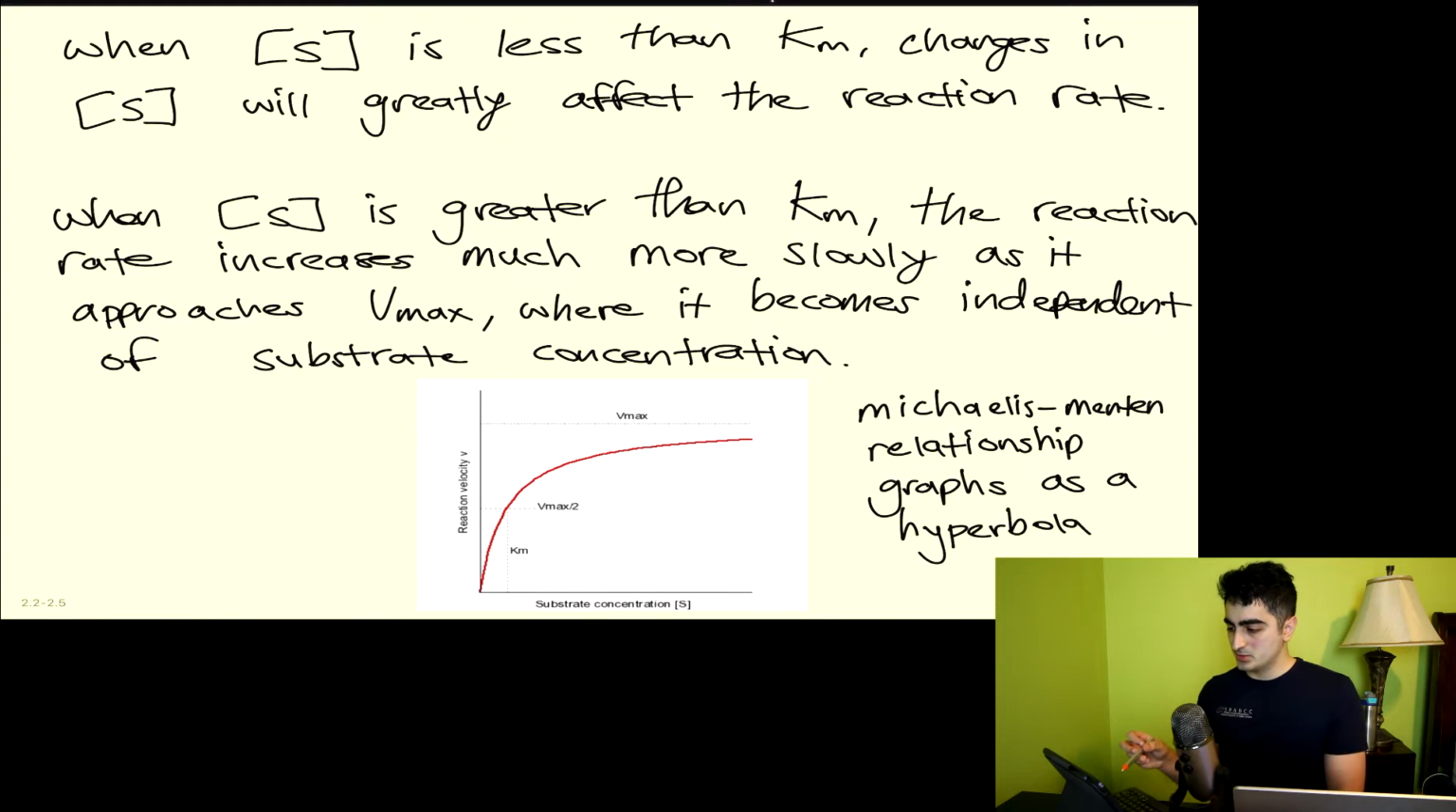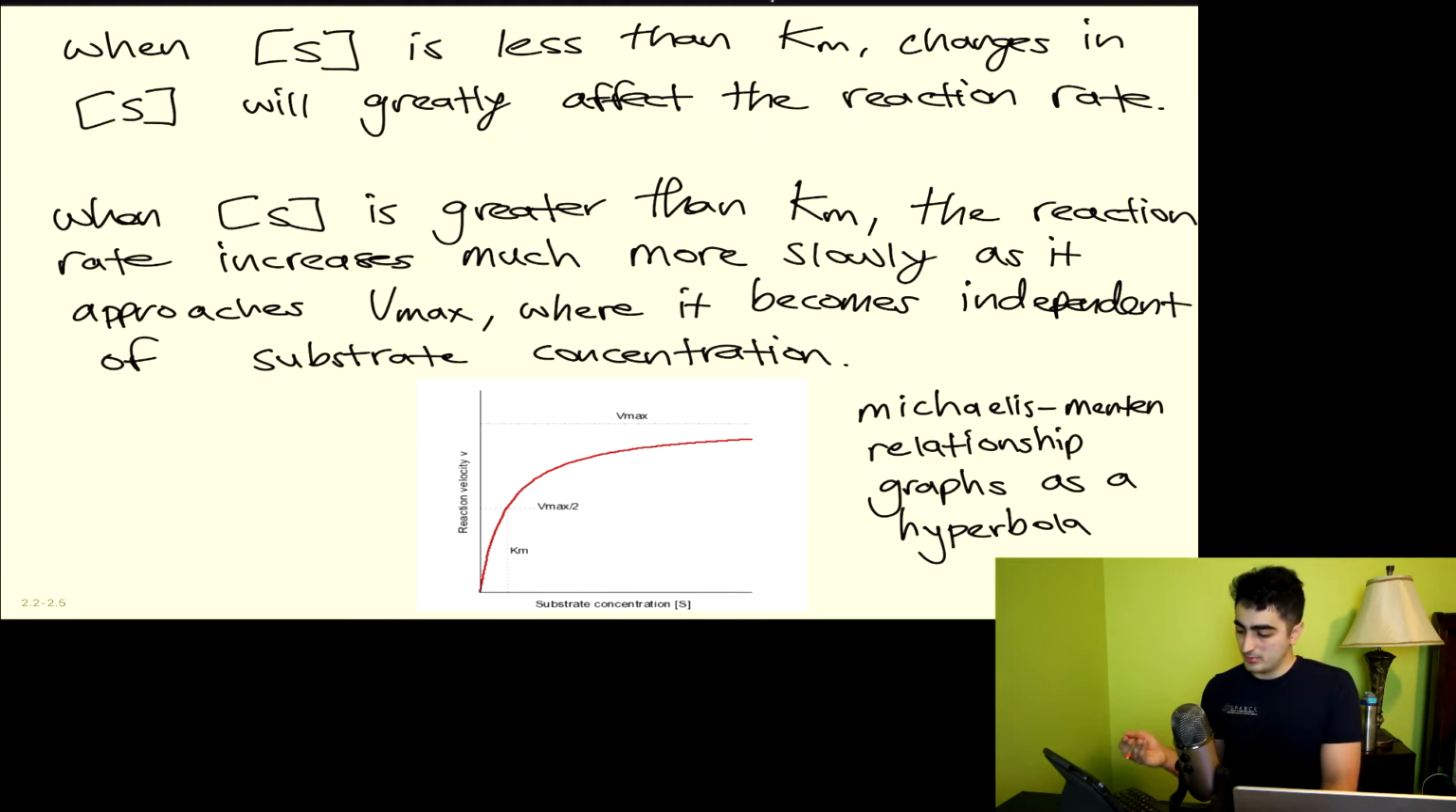So when the substrate concentration is less than Km, changes in substrate concentration will greatly affect the reaction rate. This is a Michaelis-Menten curve for an enzyme. We see that early on, when we have a little bit of substrate, the more substrate we add, it has an exponential-like effect on the reaction velocity of the enzyme. But when the substrate concentration is greater than Km, when we're above this Km, the reaction rate increases much more slowly as it approaches Vmax, where it becomes independent of substrate concentration. So this is the Michaelis-Menten relationship graph.